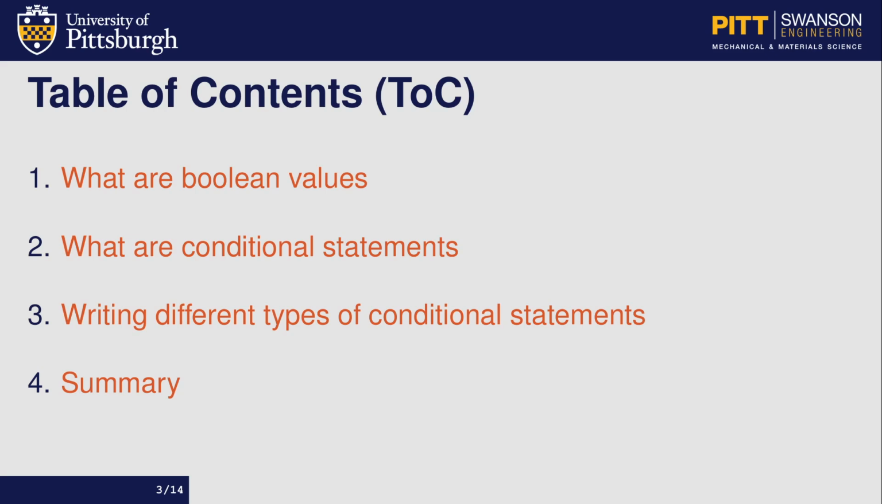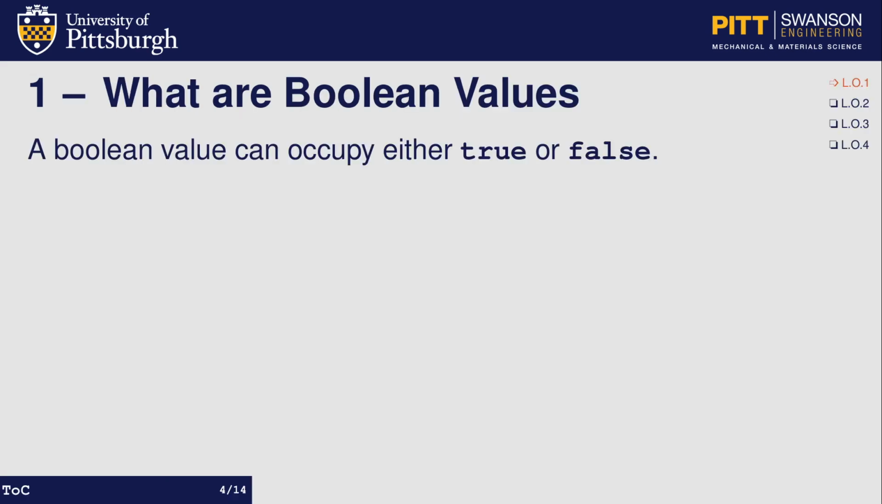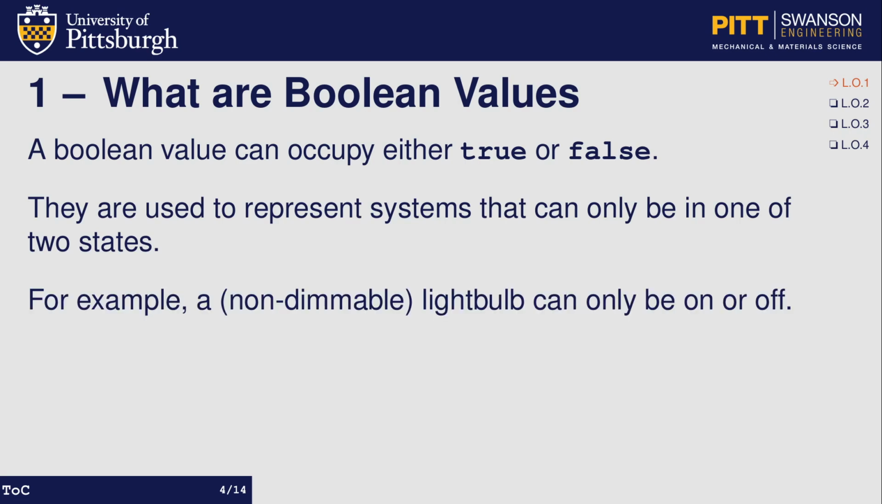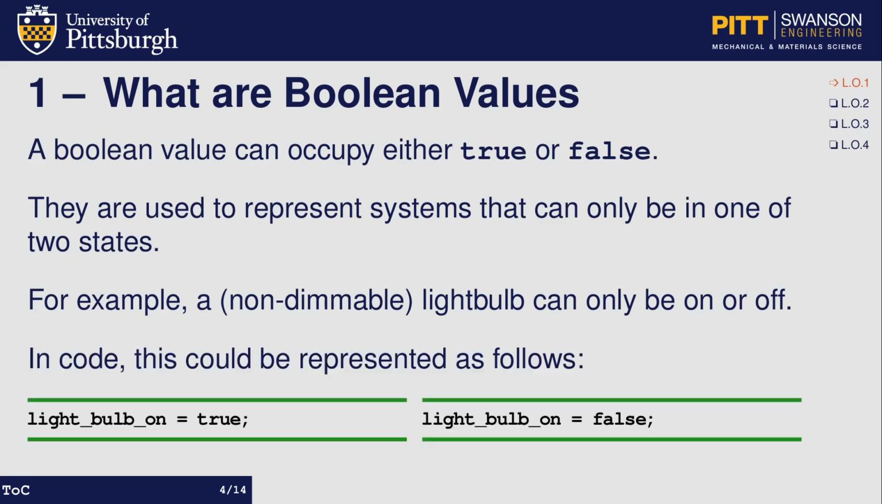A Boolean value can occupy either the state true or the state false. They're used to represent systems that can only ever be in one of two states. For example, a non-dimmable light bulb can only be on or off. In code, you could represent this with a variable as follows. The variable light bulb on stores either the value true or the value false.